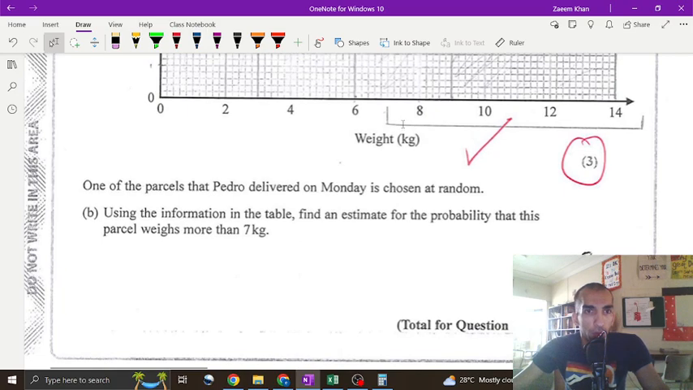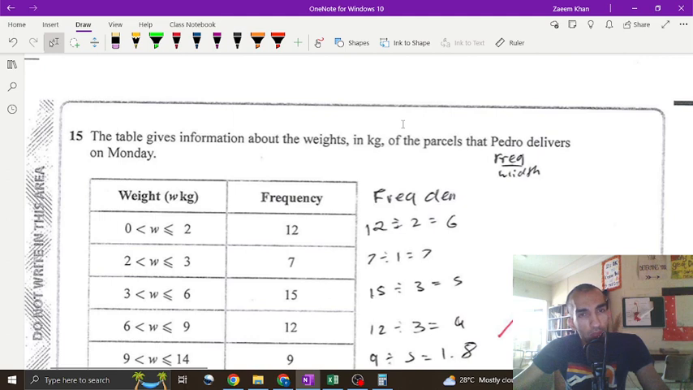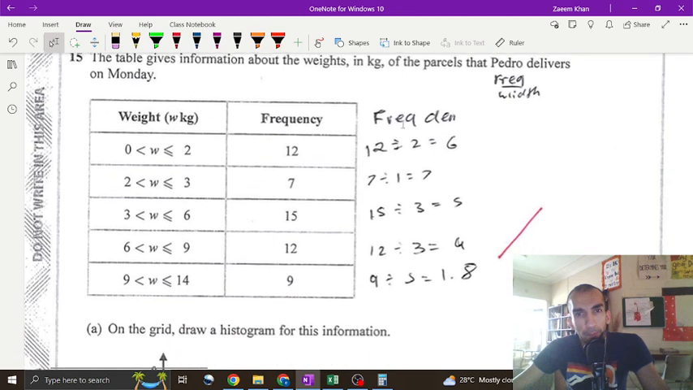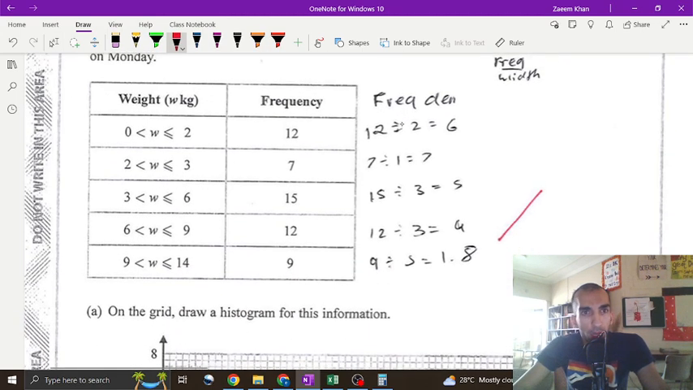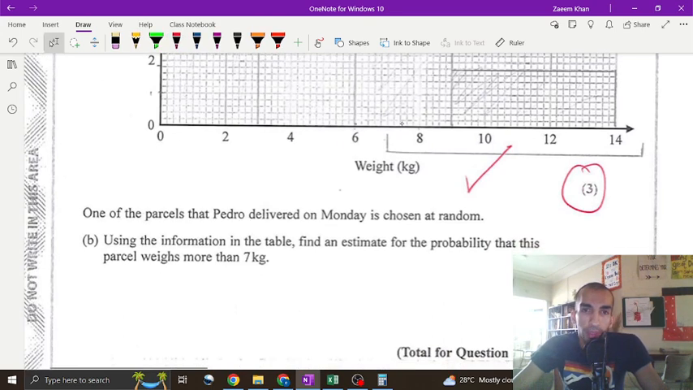Okay. Let me read out the question so that we can relate to it. The table gives information about the weights in kgs of parcels that Pedro delivers on Monday. So any parcel that weighs between 0 and 2 kgs, he's delivered 12 of them. He's delivered 7 of these parcels, 15 of these, and so on and so forth. Using the information in the table, find an estimate for the probability that any random parcel that you select weighs more than 7 kgs.